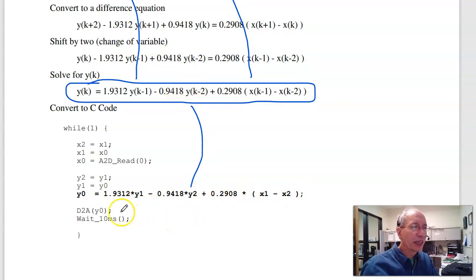Plus, presumably, I have to output the data because I computed this filter for some reason. And important, I've got to wait 10 milliseconds. That's t. If I change the sampling rate, I change the filter. So you've got to have the correct sampling rate.